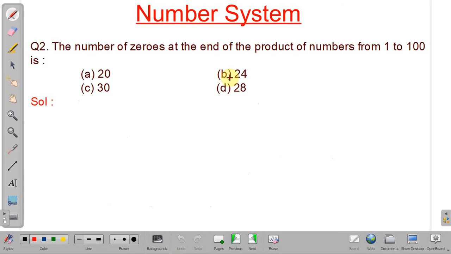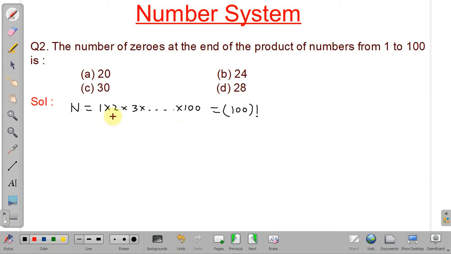In the next problem, we have to find the number of zeros at the end of the product of numbers from 1 to 100. So suppose our number is n, and it is the product of 1 to 100. Now we have to find the number of zeros in this, and this is nothing but 100 factorial.